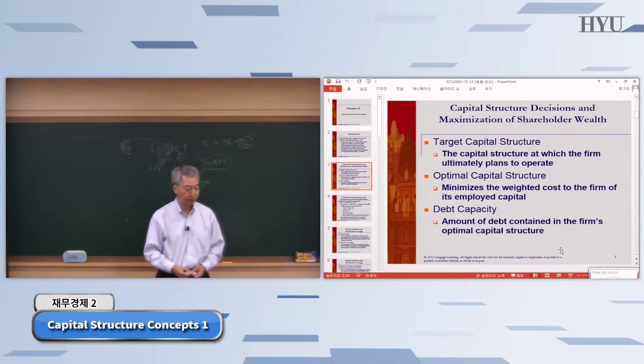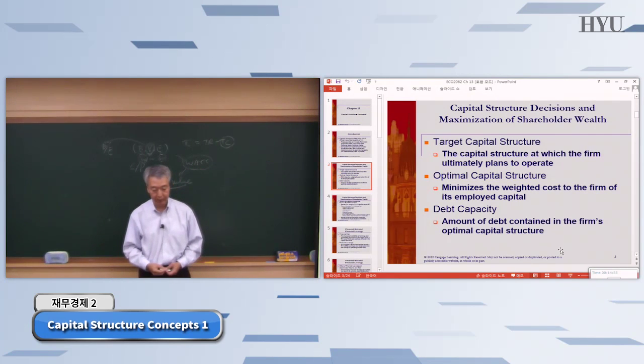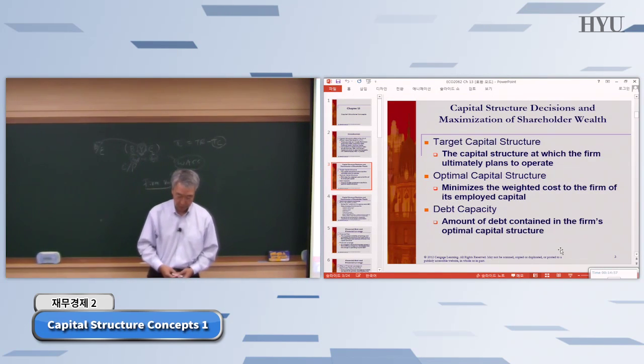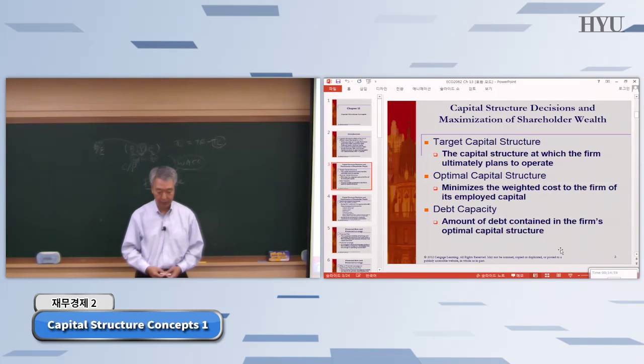So there may be some tentative or temporary deviation of the capital structure from their target level, but overall, in the long term, the company should find their optimal capital structure and try to maintain the optimal capital structure as their target.